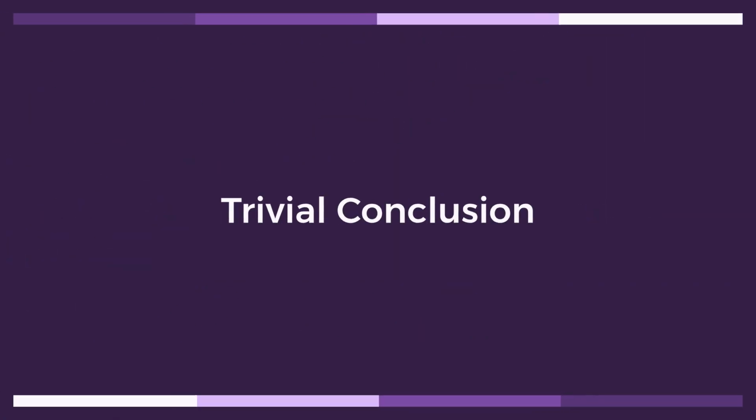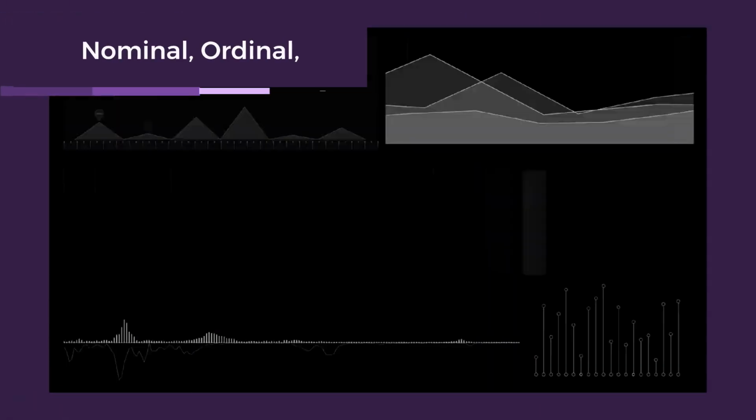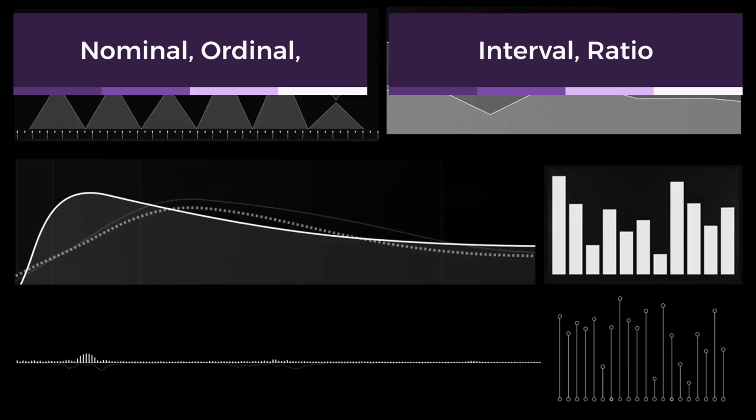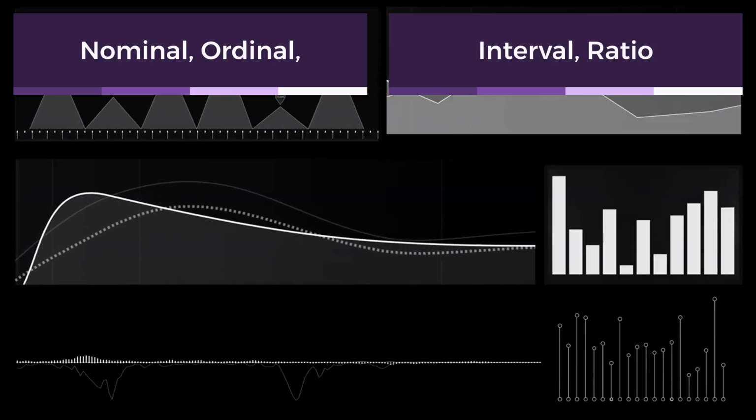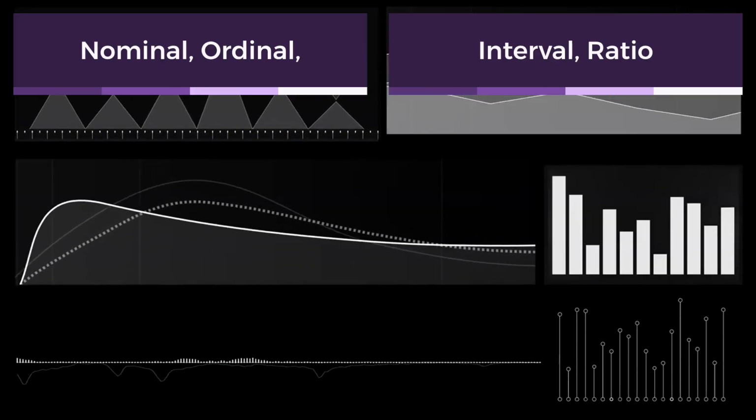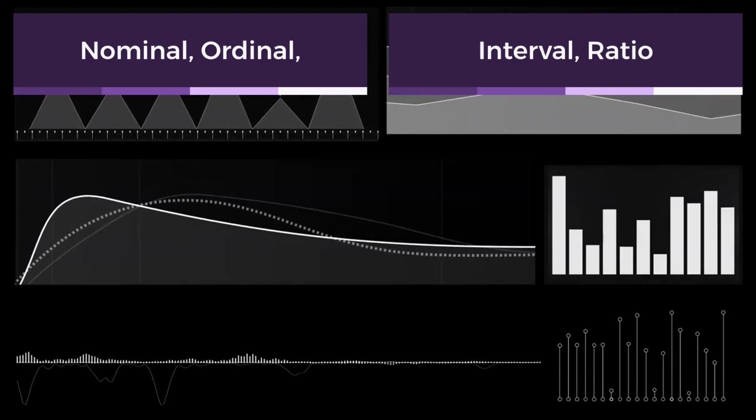So that's it. You've conquered the levels of measurement. See? Told you it wasn't that serious. Quick recap. Nominal is just names. Ordinal is names with order. Interval has equal gaps, but no real zero. Ratio has everything, including a true zero.